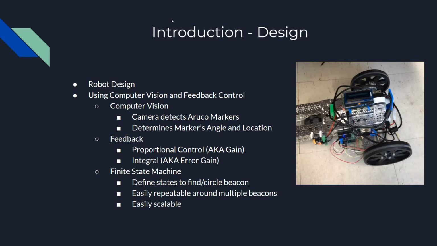Using computer vision, the bot detects the ArUco markers and it finds an angle and position. Then it sends to the Arduino where the angle and position of the markers is. Using feedback control, it uses proportional and integral control to keep a constant feedback loop of reducing the amount of error in the system to the point where it gets to the destination at the right angle. But we'll get into each individual section in the next slides.